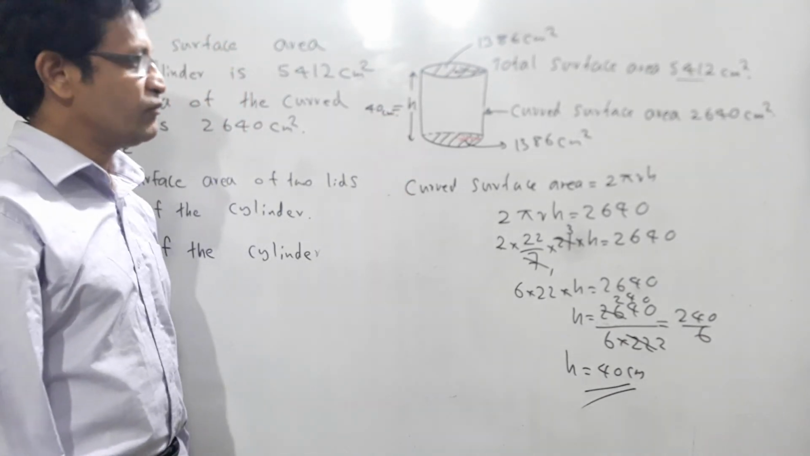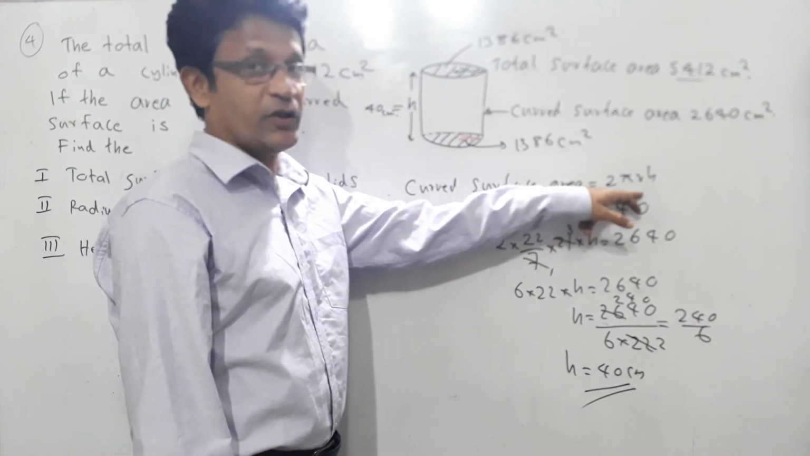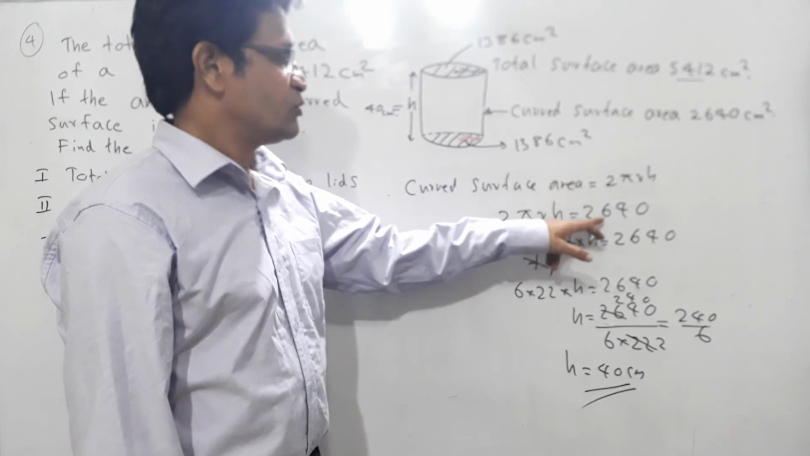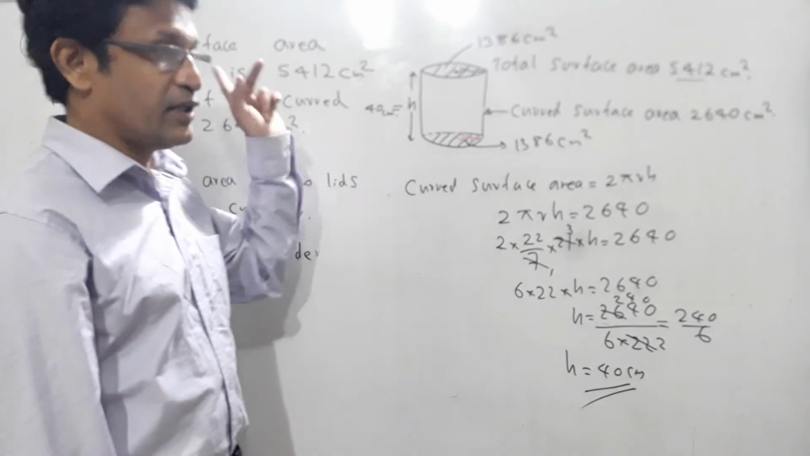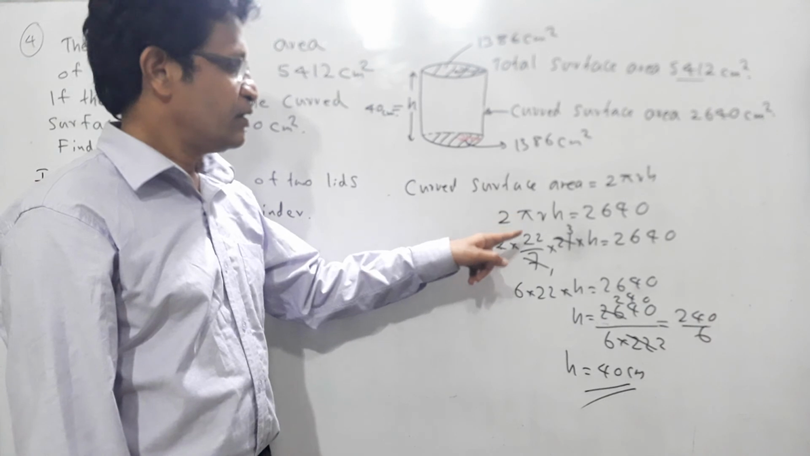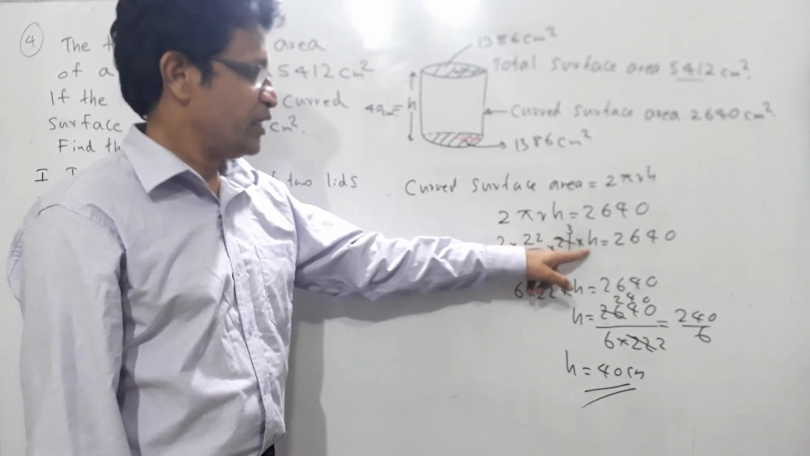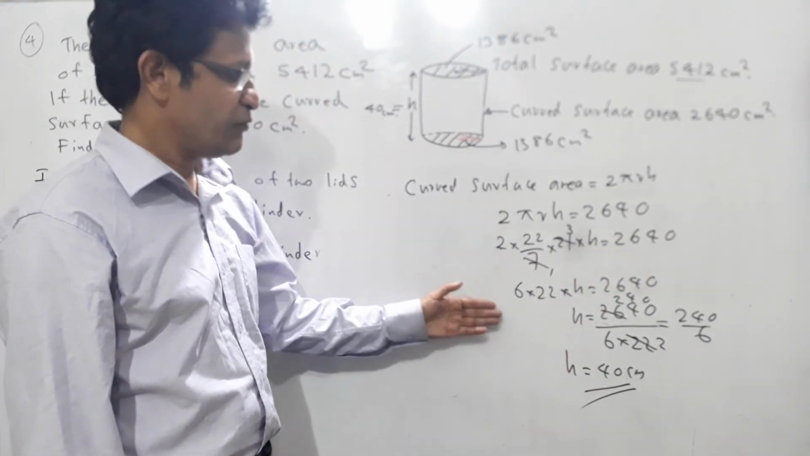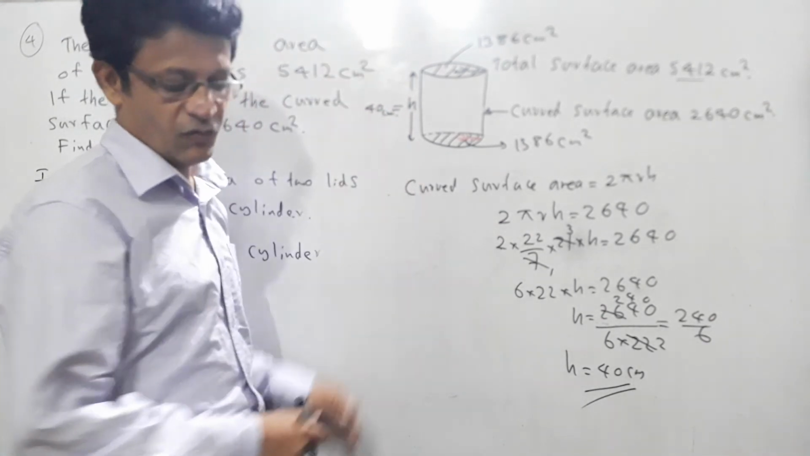Okay, how did we do that? We used the curved surface area equals 2 pi r h. This formula you know. Then we made 2 pi r h equal to 2640. That is the curved surface area, which is given in the question. Earlier we found r, so we substitute the value of r here. Then 2 pi means 22 over 7, r means 21, into h equals 2640. Then we simplify this and get the answer h equals 40 centimeters. So the height of the cylinder equals 40 centimeters.